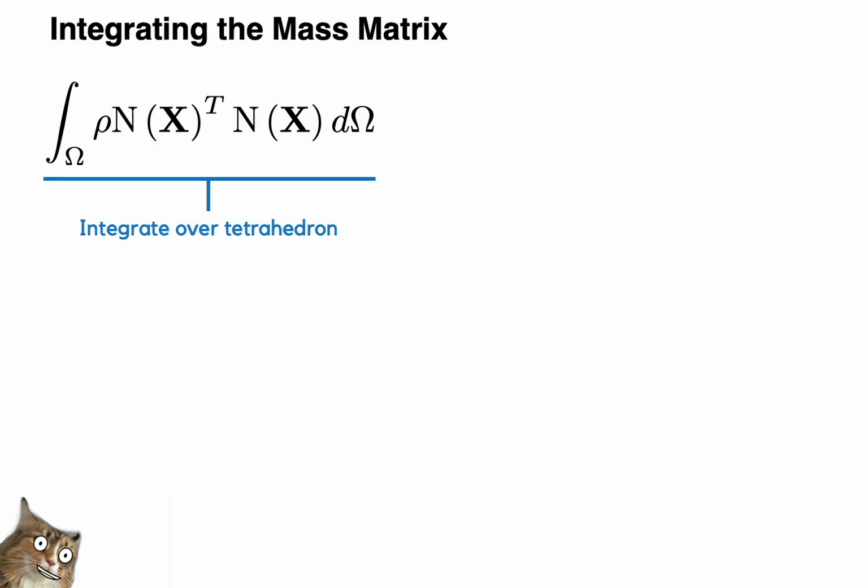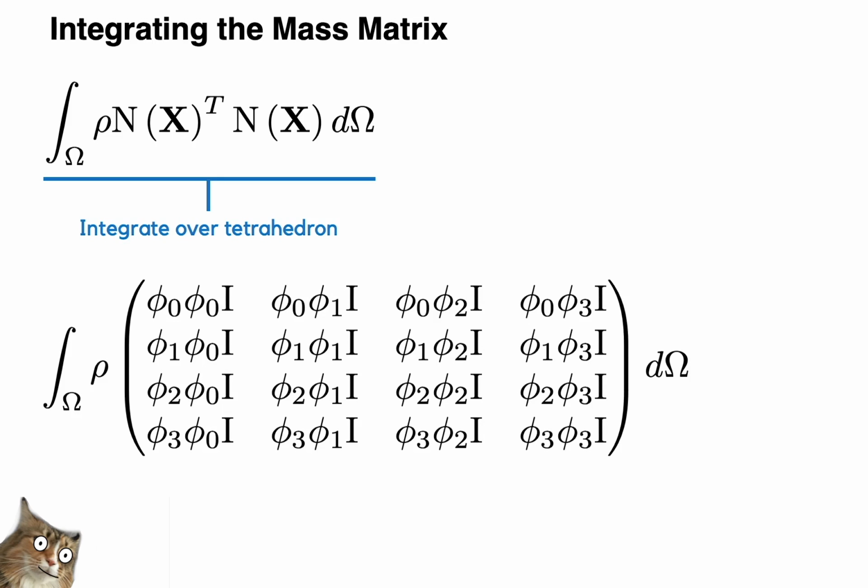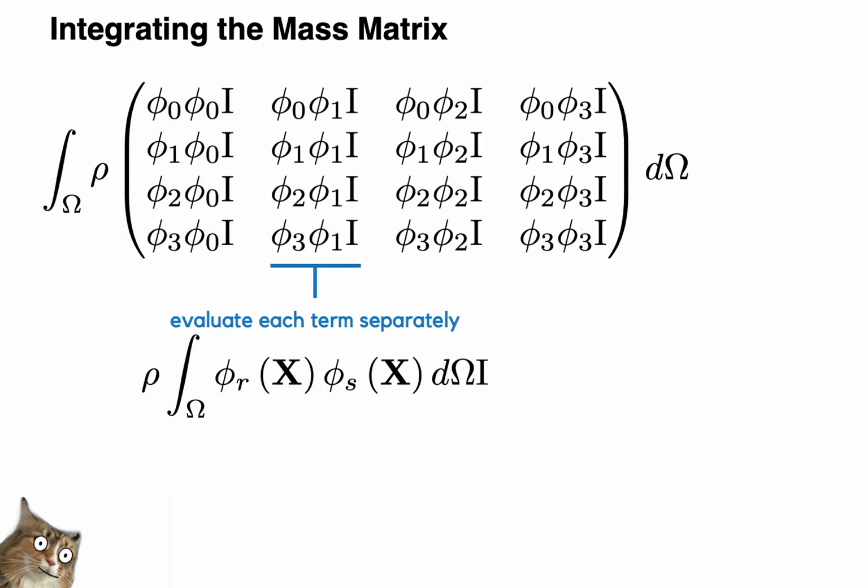This is a pretty nifty integral, as it integrates a matrix equation over our tetrahedron. Let's start by expanding the integrand, which we see is just made up of products of our shape functions. We compute this integral by integrating each term separately. Here, we assume our density is constant inside the tetrahedron, so we also remove that from the integral. We are left with the problem of integrating the scalar product of shape functions over our tetrahedron.